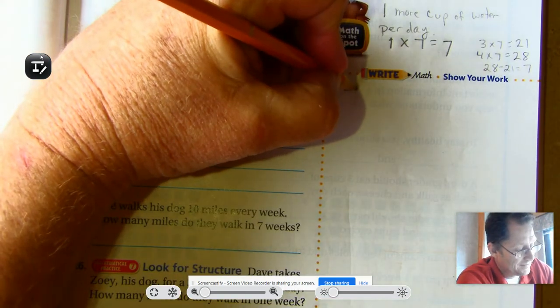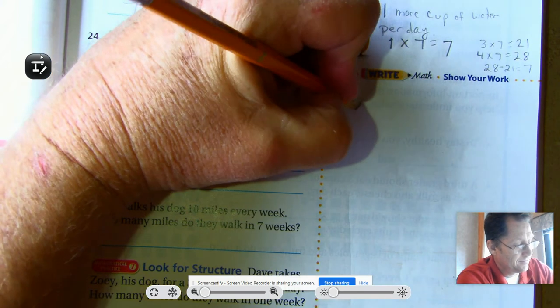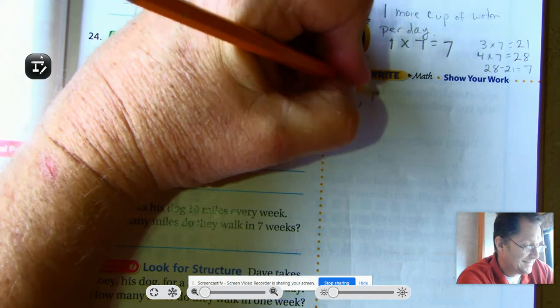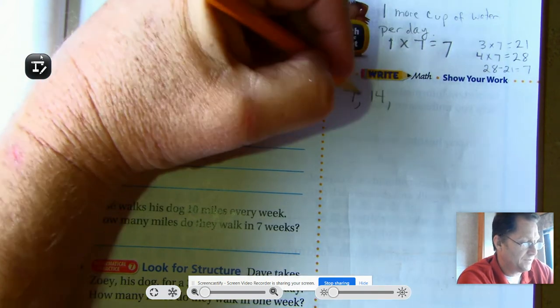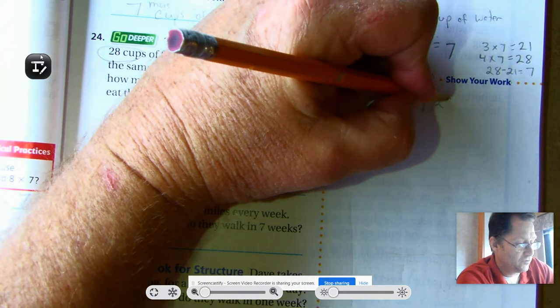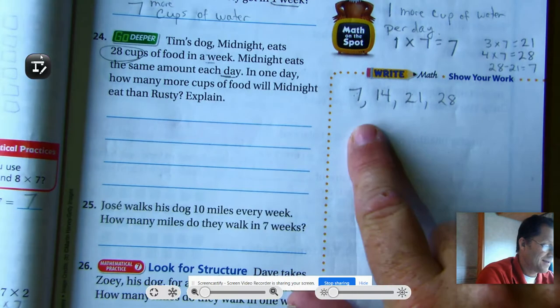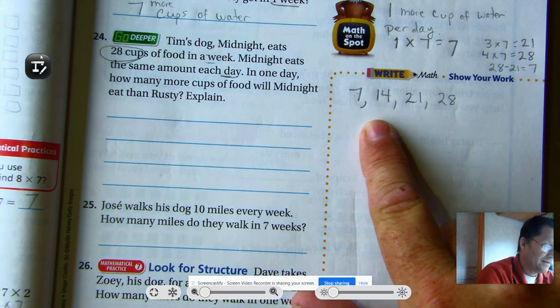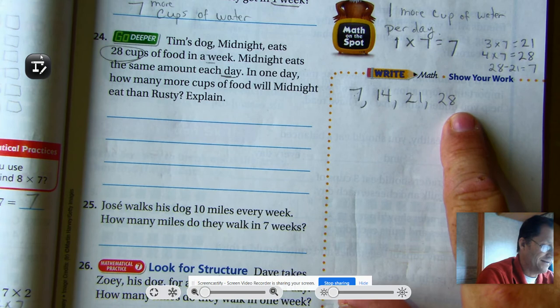So we go 7. 7 plus 7 is 14. 14 plus 7 is 21. 21 plus 7 is 28. Okay, so it would take me 4 groups of 7 to equal 28.